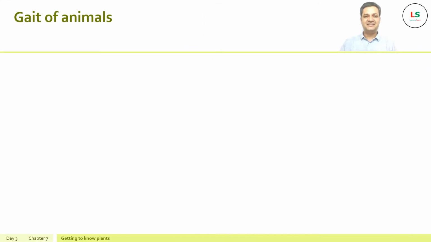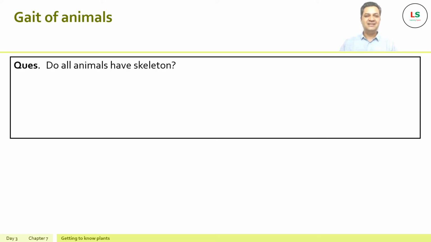Gait of animals. Gait means manner of walking or simply pattern of movement. Before we proceed further, I have 2 questions. Here is the first one. Do all animals have skeleton? Put on your thinking cap and keep thinking.